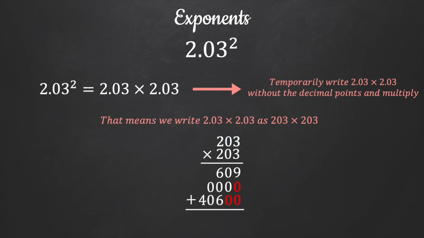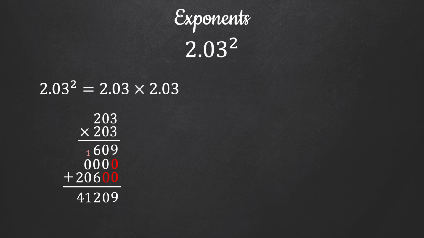So now let's go ahead and add. 9 plus 0 plus 0 is equal to 9. 0 plus 0 plus 0 is 0. 6 plus 0 plus 6 is equal to 12. Bring down the 2. Carry over the 1. 1 plus 0 plus 0 is equal to 1. And then just bring down the 4. So that means that 203 times 203 is equal to 41,209. So let's go ahead and revisit 2 3/100 to the power of 2.